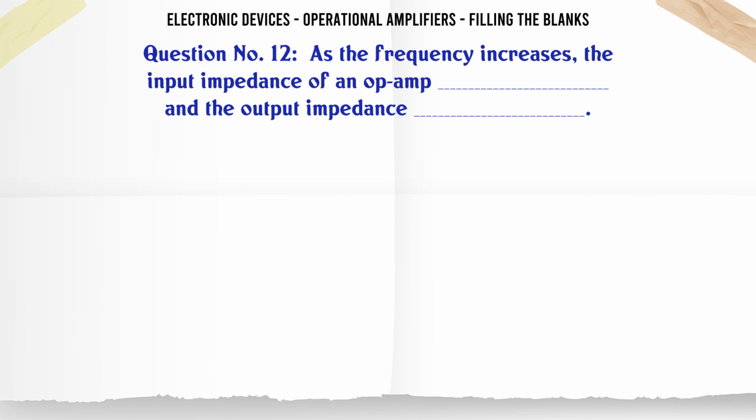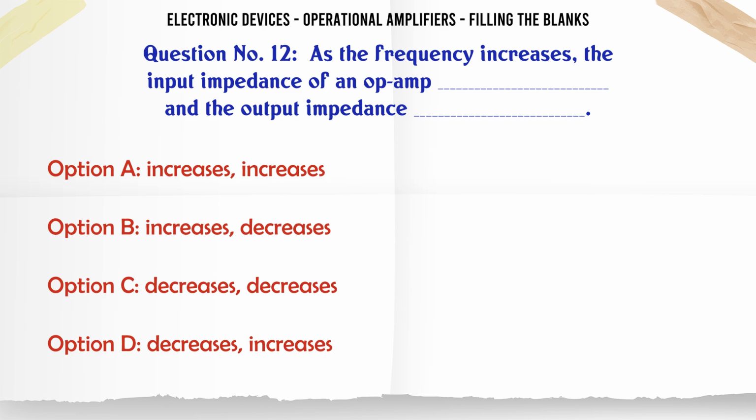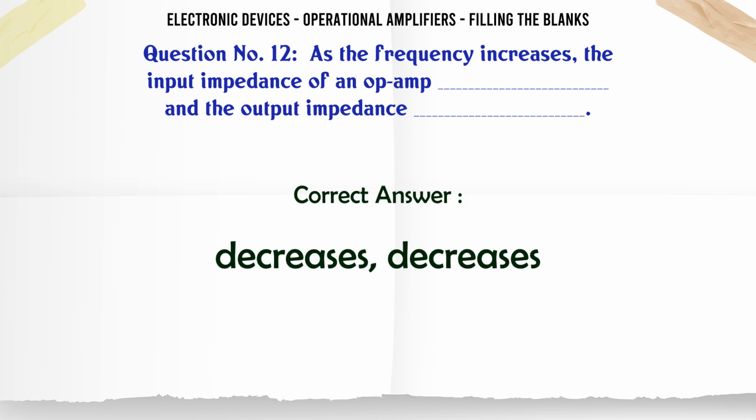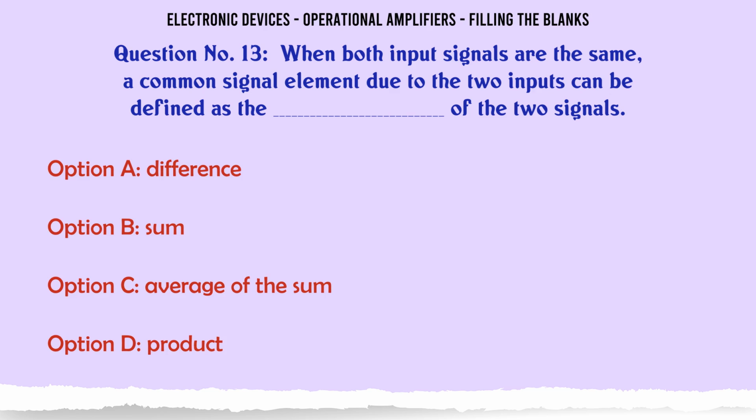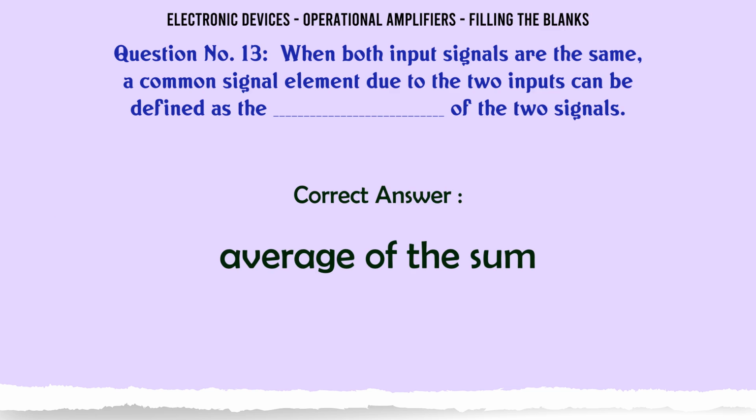As the frequency increases, the input impedance of an op-amp and the output impedance A: increases, increases, B: increases, decreases, C: decreases, decreases, D: decreases, increases. The correct answer is decreases. When both input signals are the same, a common signal element due to the two inputs can be defined as the ___ of the two signals. A: difference, B: sum, C: average of the sum, D: product. The correct answer is average of the sum.